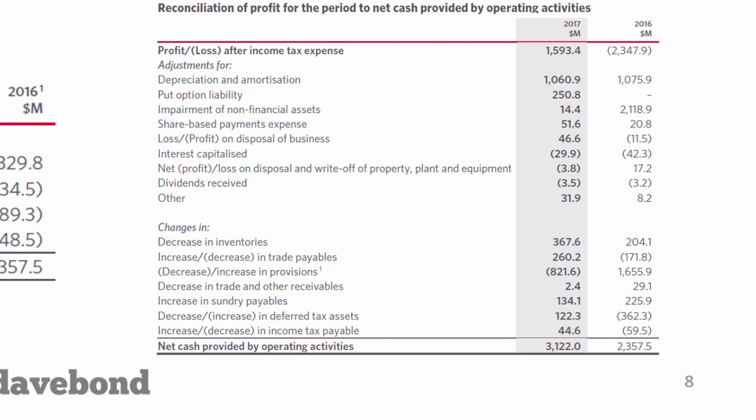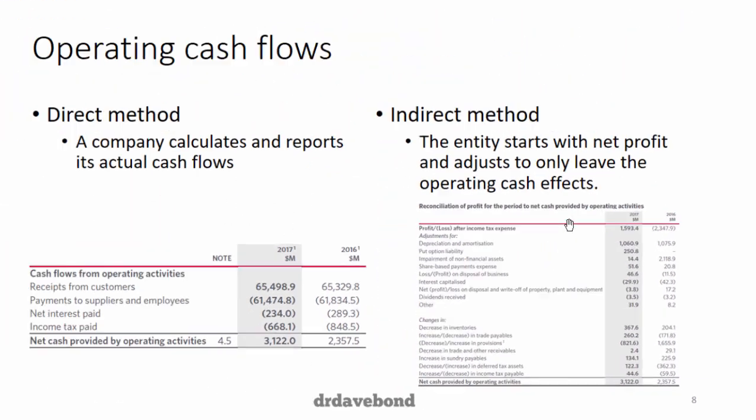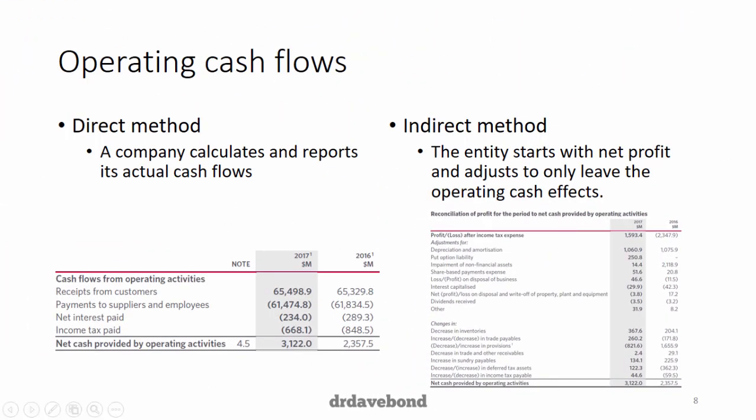But what you can see though is that the net cash provided is the same. It's still the 3,122. The difference is that instead of starting from 0 and ending up at 3,122, we've started with net profit and then adjusted net profit for non-cash effects to get to 3,122.